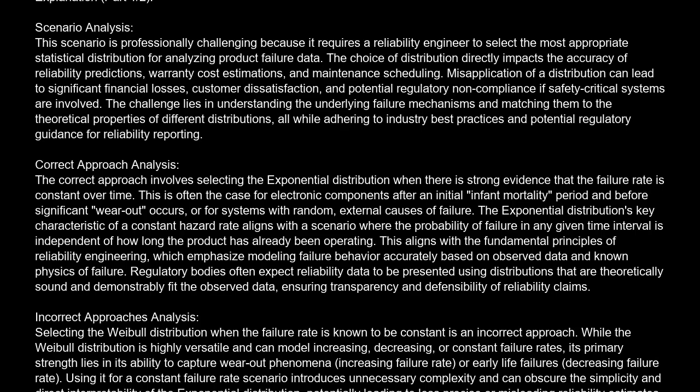The correct answer is B. The exponential distribution, as it accurately models systems with a constant failure rate, which is characteristic of these components post-burn-in.